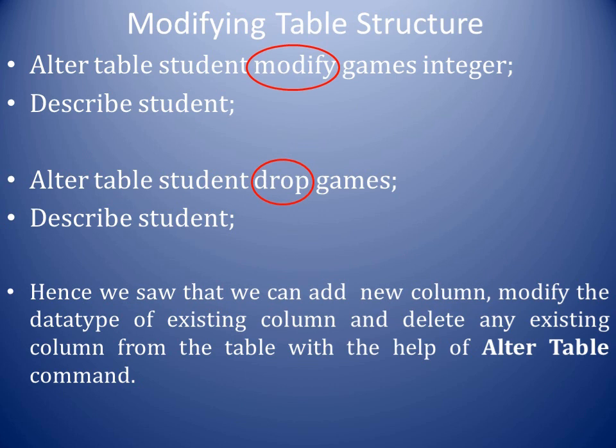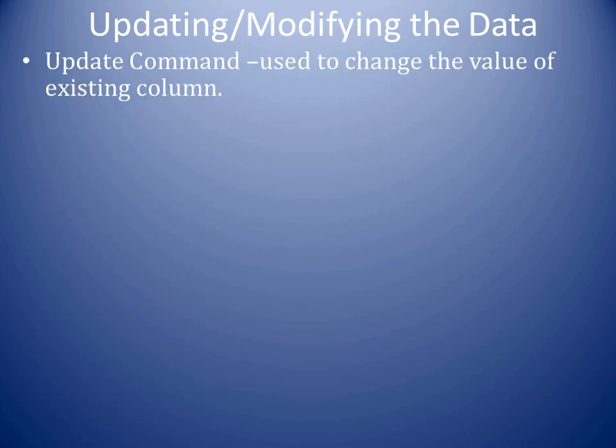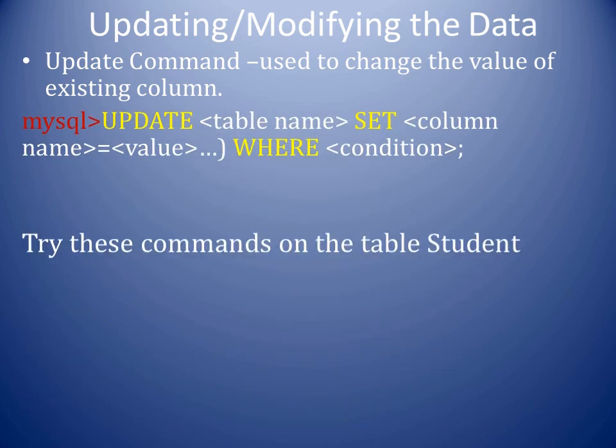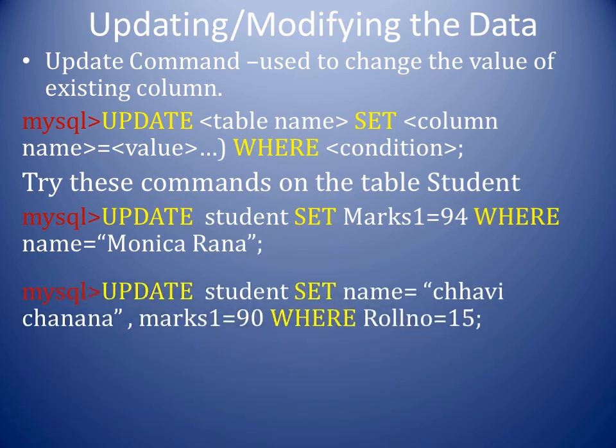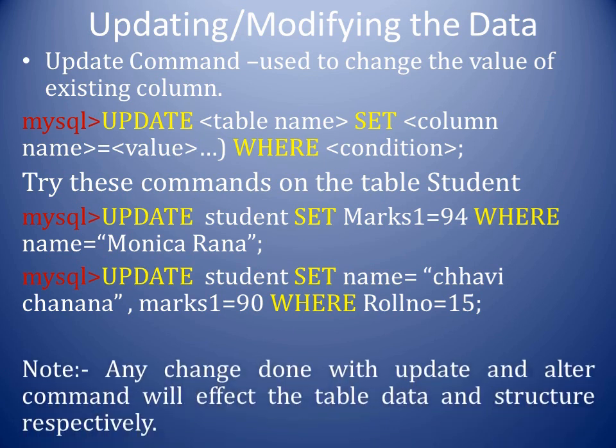Let's now learn how to modify the data of a table. For this, the update command is used. The syntax of this command is: now try these commands. In statement 1, the marks of all students where the name is Monica Rana will be replaced with 94. To check the changed data, you can use the select command. Any change done with update and alter commands will directly affect the data and structure of the table respectively.